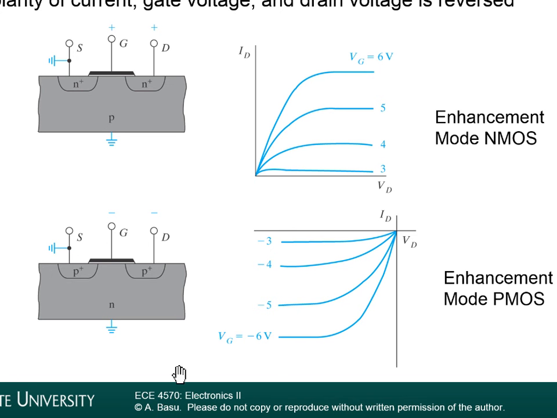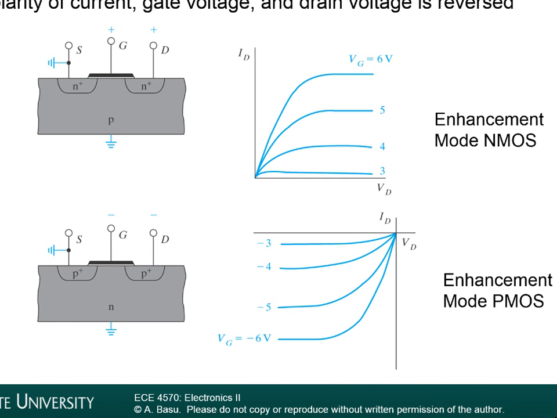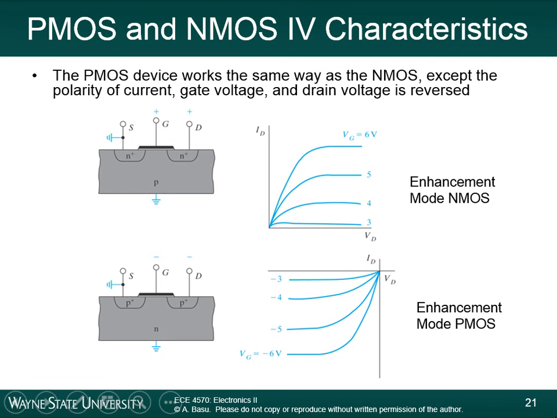In a PMOS device, you apply a negative voltage to the gate, and you also apply a negative voltage to the drain as well. So your currents end up being negative like this. You can go through and understand that on your own. This is an enhancement mode PMOS device.